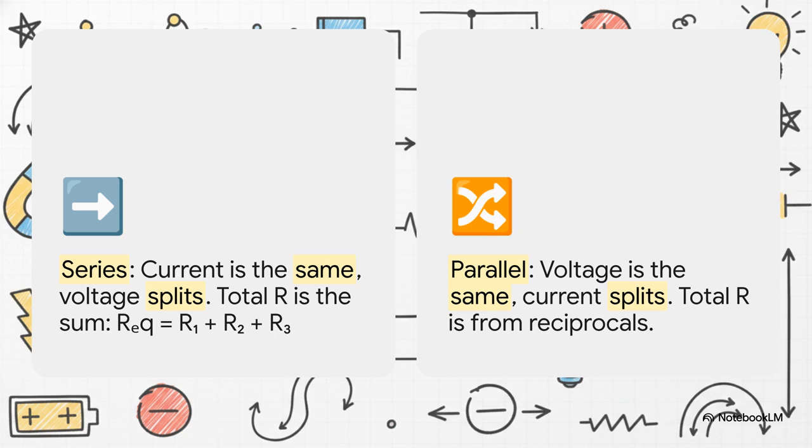On the right, we've got parallel circuits. Think of this like a highway with multiple lanes. The current splits between the different paths, but the voltage across each path stays the same. To find the total resistance, you have to add the reciprocals. And here's a key tip you have to remember. The total resistance in a parallel circuit is always smaller than your smallest individual resistor.